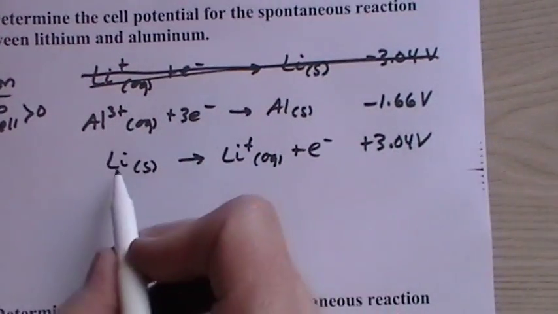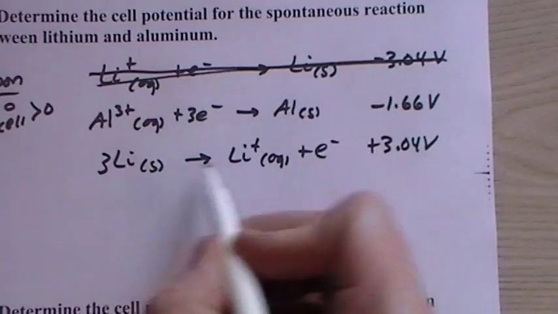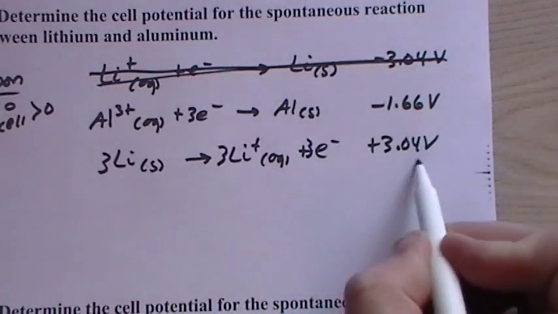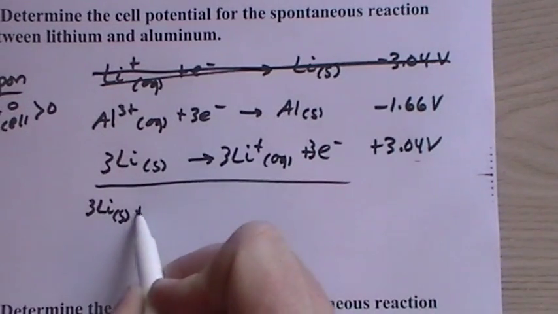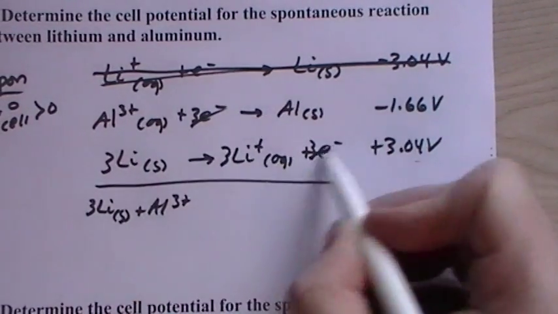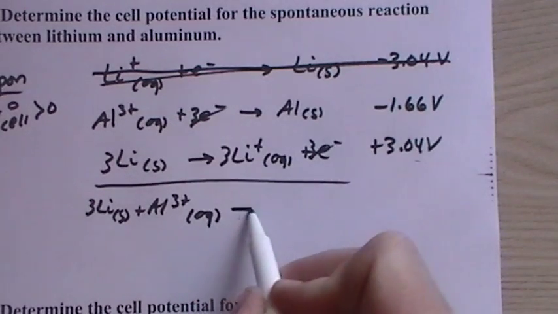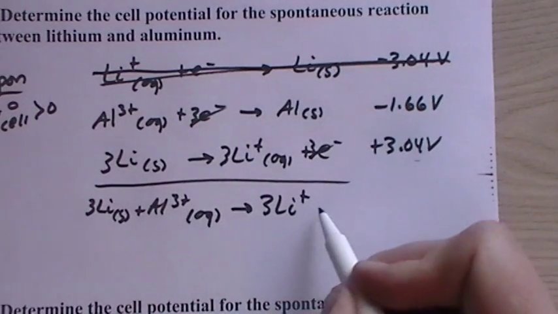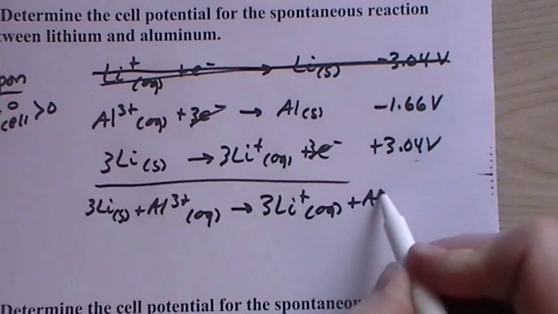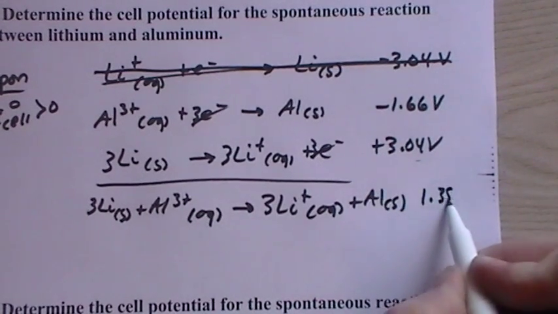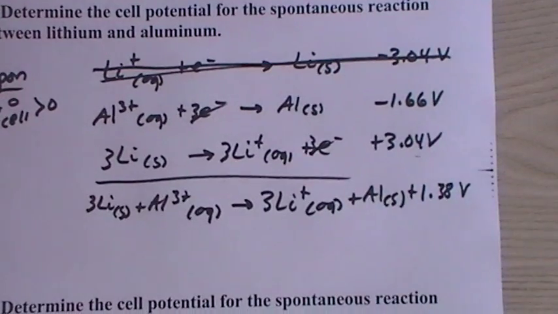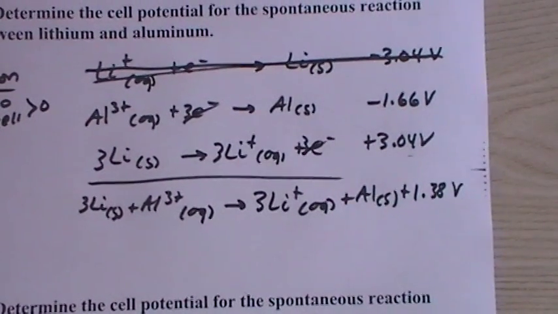And now to balance it, we need to have 3, 3, and 3. That doesn't change this voltage. So here is the complete reaction. The electrons cancel, as they should. We have 3 lithium, aluminum, and then we have 3.04 minus 1.66. So this is going to be 1.38 volts, and that's going to be positive.